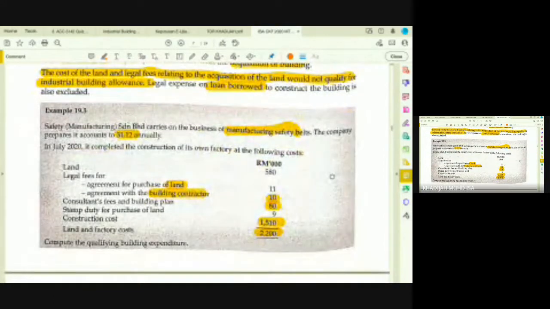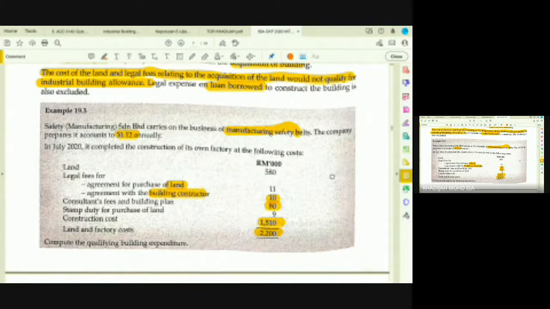Okay, so let's look at here. You have safety manufacturing. Normally you're given a scenario, then you have to decide which costs are the qualifying ones. Once you identify those costs, total them up, and you have one amount, which is your qualifying building expenditure. For example, here in July 2020, the company is manufacturing safety belts. So it's clearly manufacturing, and the building is an industrial building. And then you have year end 31st December.